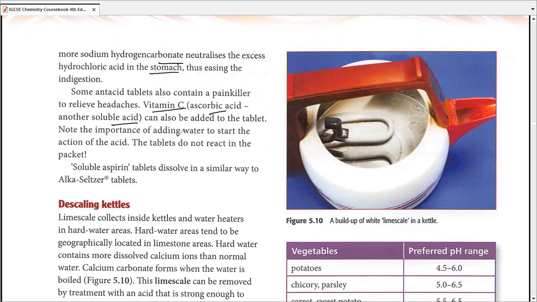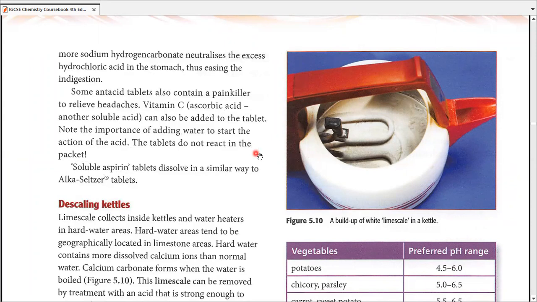Now, remember the importance of adding water to start the action of the acids. Tablets do not react in the packet unless we add water. There won't be any effervescence, there won't be any reaction. Soluble aspirin tablets work in the same way. Aspirin is usually marketed by the name of aspirin, by the name of Disprin, and there are other market names as well, right?